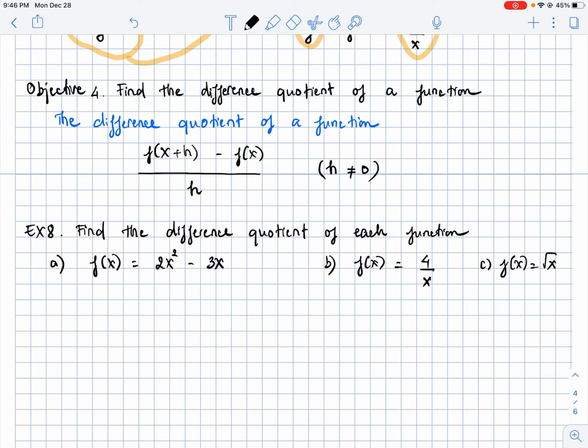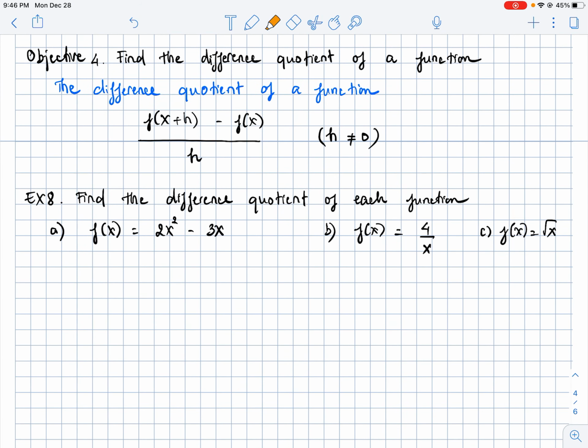Objective number 4. Find the difference quotient of a function. The formula is f of x plus h minus f of x, divided by h. You notice that right here, this is a function f, but we input x plus h. This is the function f again, but we input the x. And then we divide by the h. So we need to calculate the top with two different inputs.